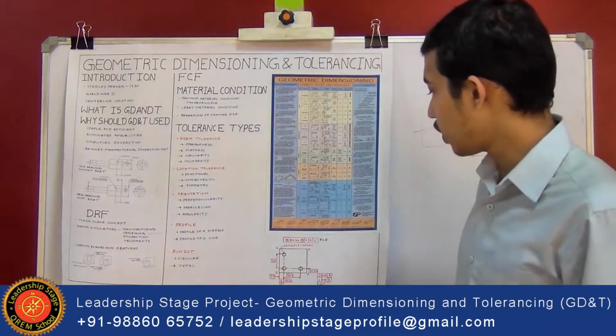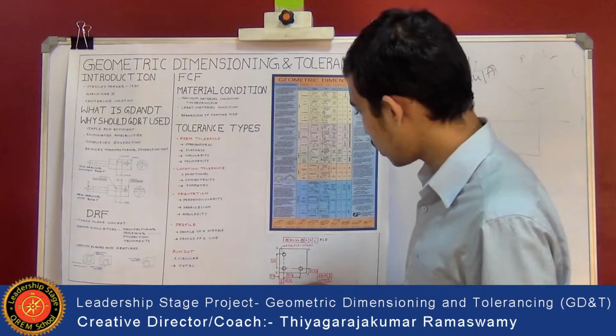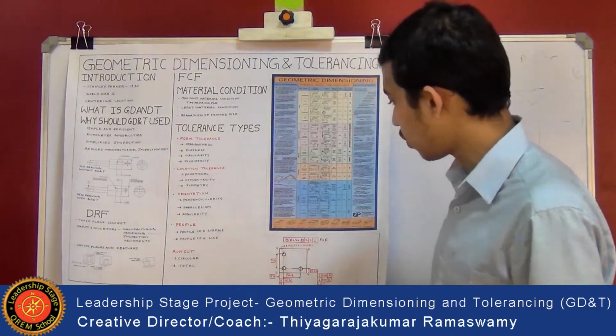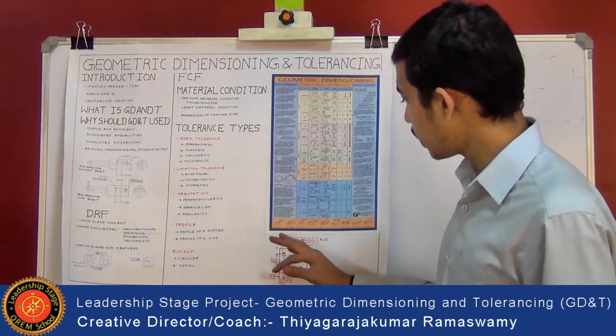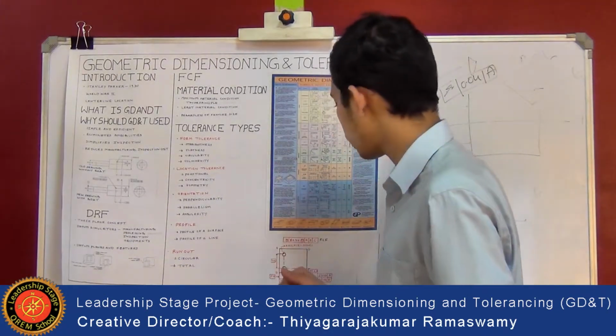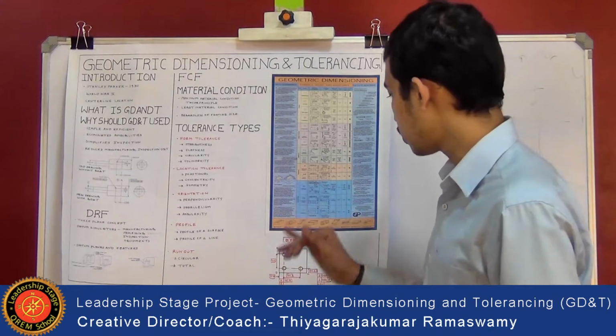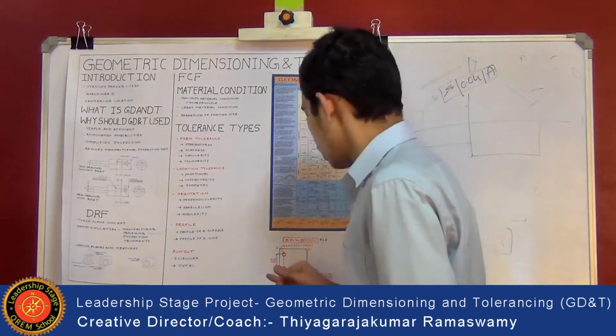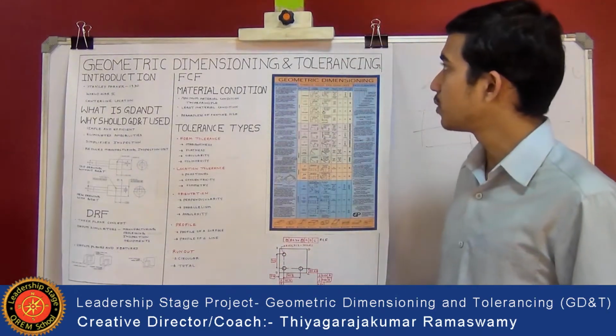When you consider a particular drawing, all these things are included: what the exact dimension is, how many holes are present, what the tolerance zone for those holes is, and the feature control frame is represented for that. That was about GD&T.